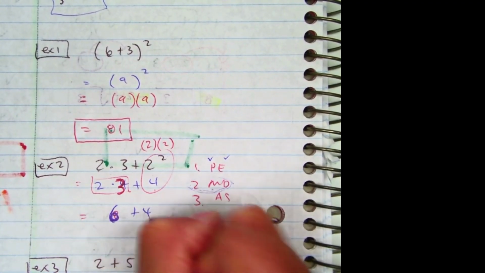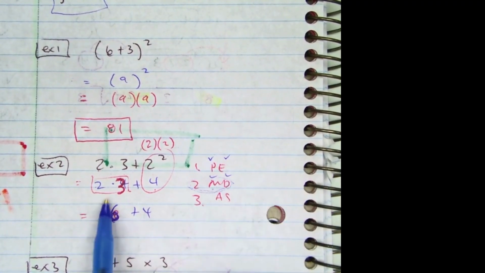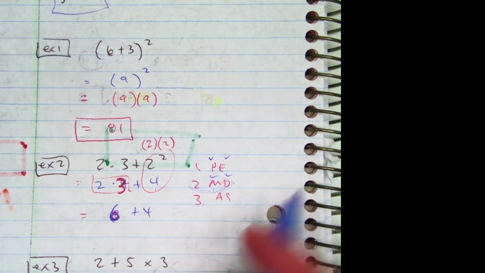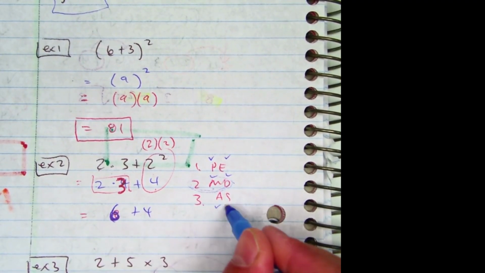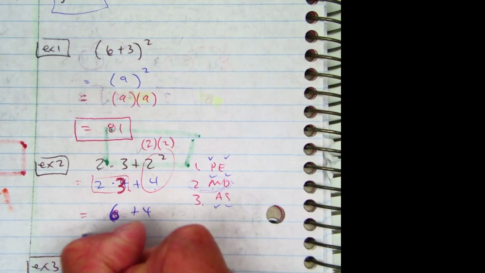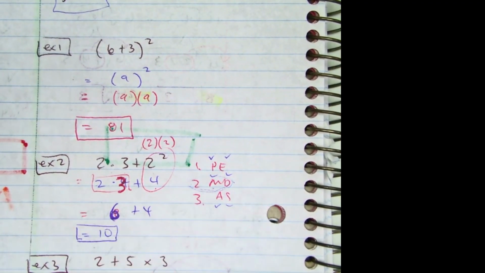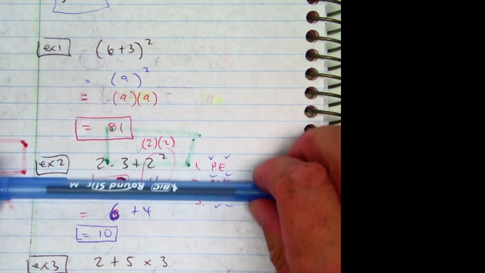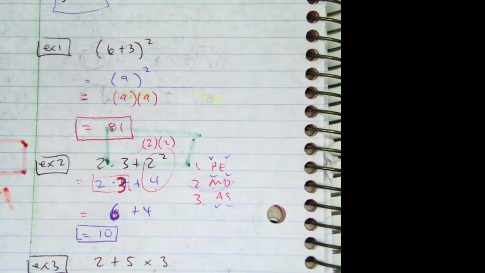So now I have all the multiplications. And then now I'm going to do addition and subtraction. So that'd be 6 plus 4, which is 10. Do you guys notice that I'm going step by step working down? Yeah. And this is what I expect of you guys on your first quiz.